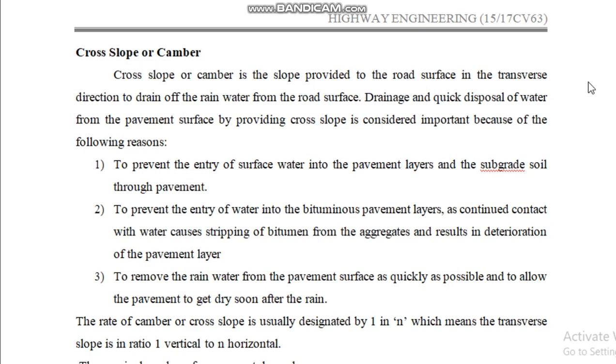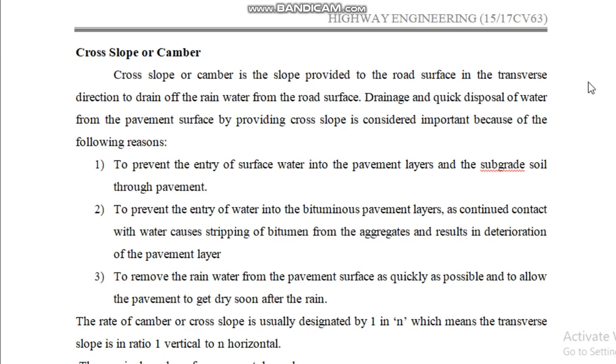How exactly does this cross-sectional slope or transverse slope help in diverting the water? The moment storm water reaches the pavement surface, that slope diverts the water and makes it reach the nearest side drain, and then it can maintain the pavement surface comparatively in dry condition.